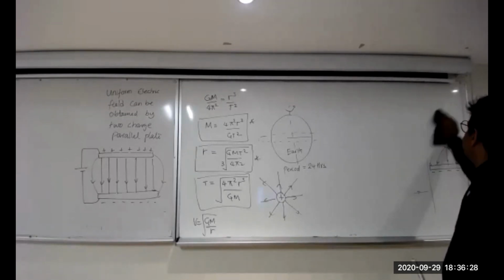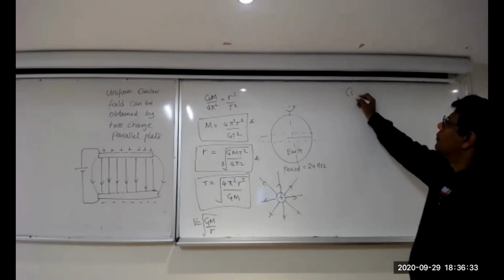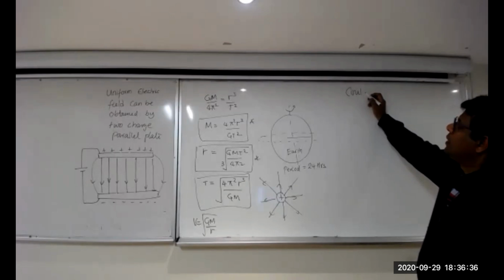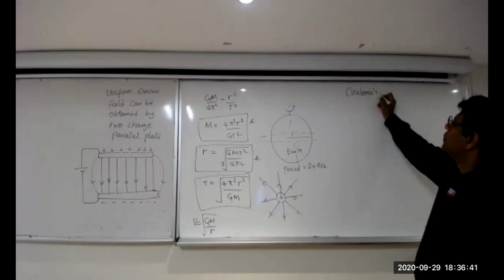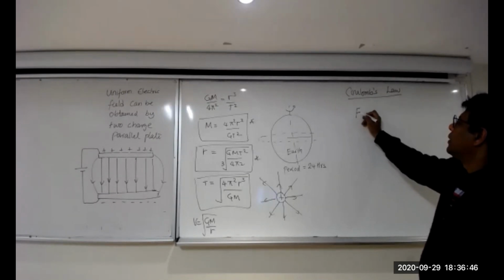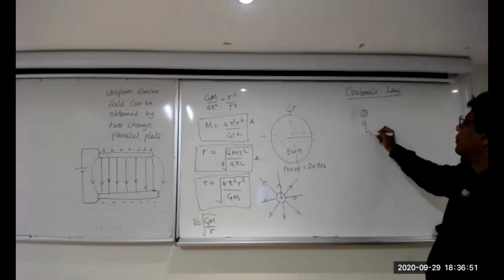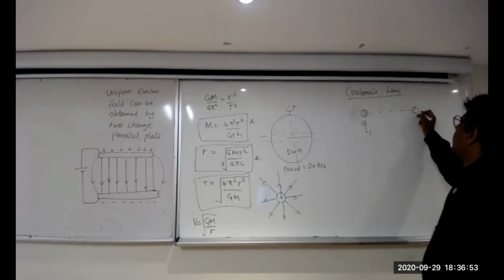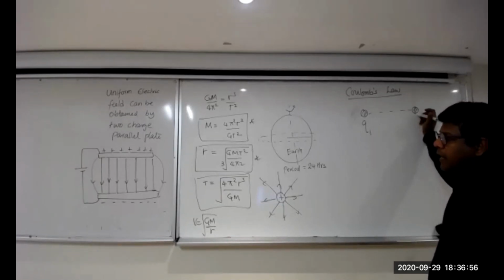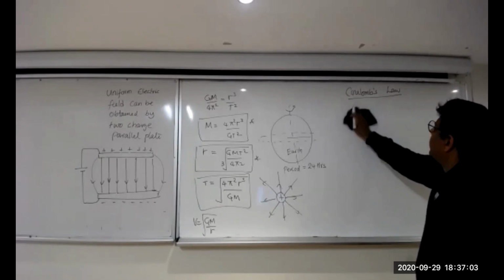Coulomb's law. It's pretty similar to the universal gravitational law. Again, it follows the inverse square law. The force between two charges could be attractive or repulsive. In gravitation, the force is always attractive. Here you can have attractive or repulsive. Force could be attractive or repulsive.